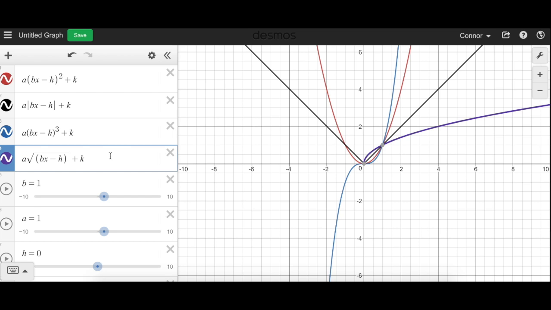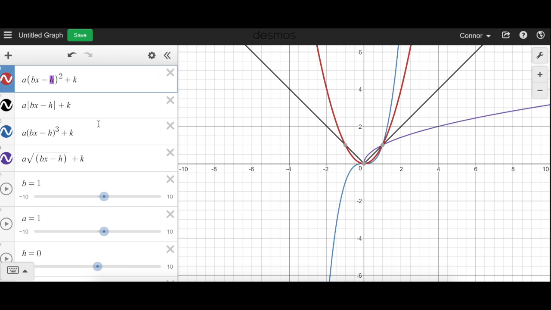All of these functions have the vertex form of their function. Now, it's not called vertex form for all of them, but it's the point where their slope either equals 0 or where the line begins on the square root function. For the quadratic function, you can use this form to find the vertex by using k, which will be the y value of the vertex, and h will be the other, the x value of the vertex.